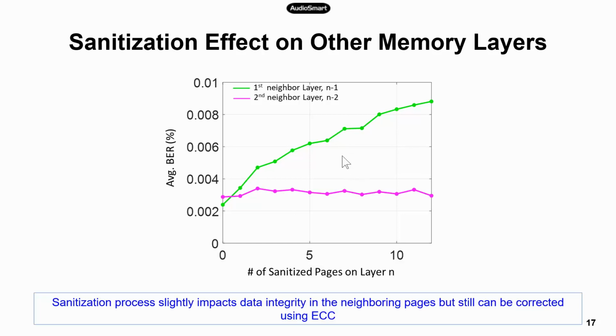Even though the average BER increased significantly, the bit error rate is still low enough that error correction can correct it. Therefore, we conclude that the sanitization process slightly impacts data integrity in the neighboring pages, but it can still be corrected using ECC.